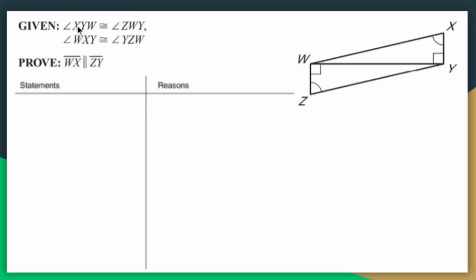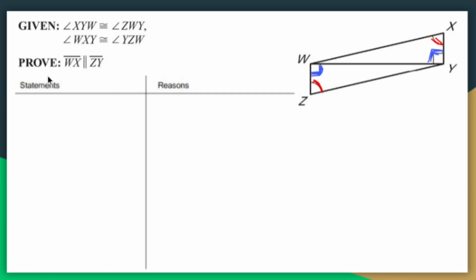Given angle XYW, which is XYW, that guy, is congruent to that guy. I don't know why it just doesn't say that they're congruent. Why did it have to give me the right angles? But oh well, they're right angles. Also, we're told that this guy and this guy are congruent.